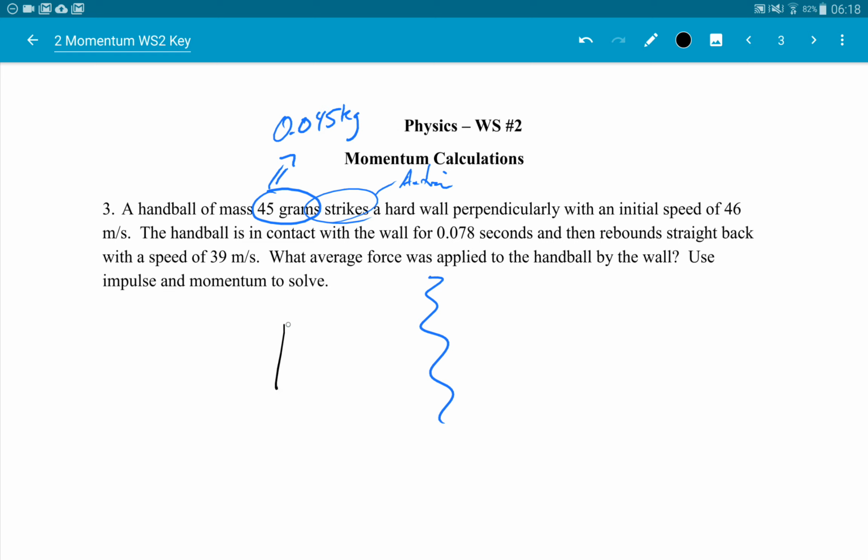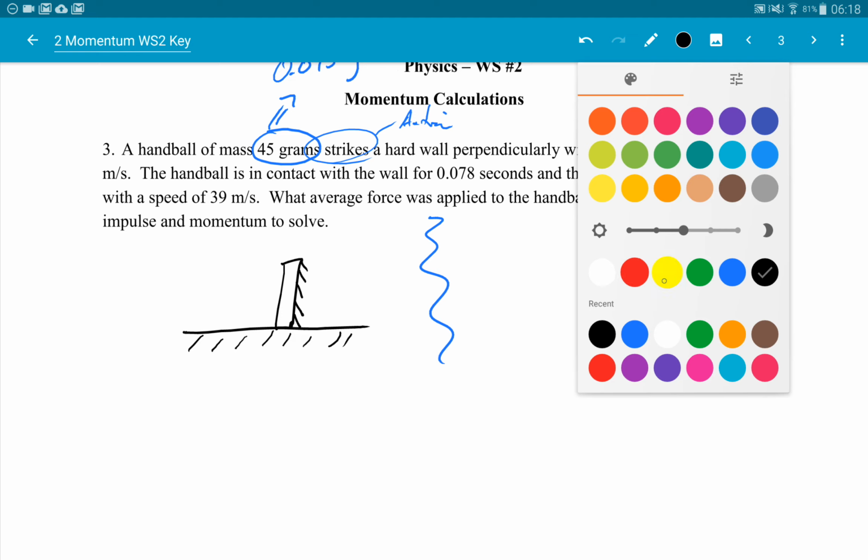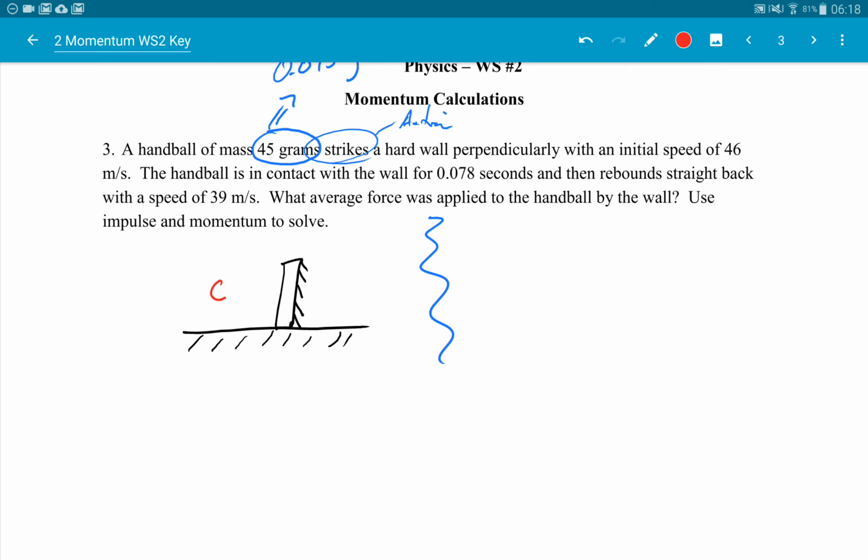So we'll make a wall here. And the little angled slashes coming out of anything mean that it's an immovable surface. It's something that's not breaking or generally moving or anything. So ground usually is, and many times walls are. We'll have a handball come in here, and let's do it right before and after the strike. So just before it strikes here, it's got a velocity going in there at 46 meters per second.